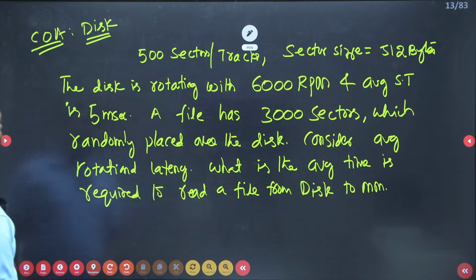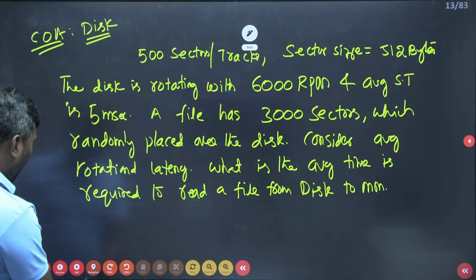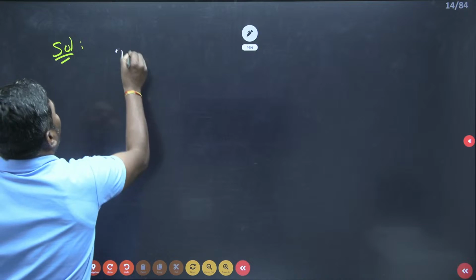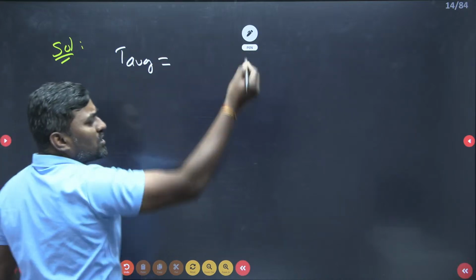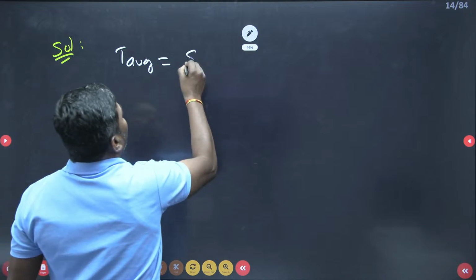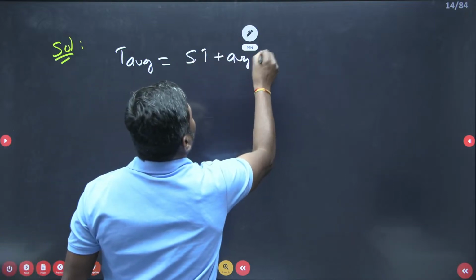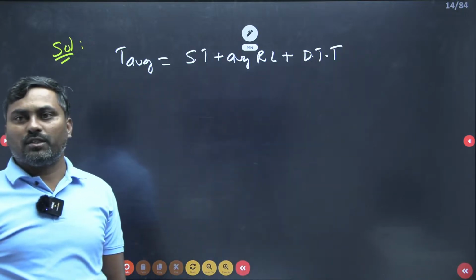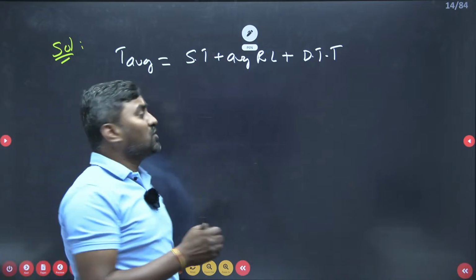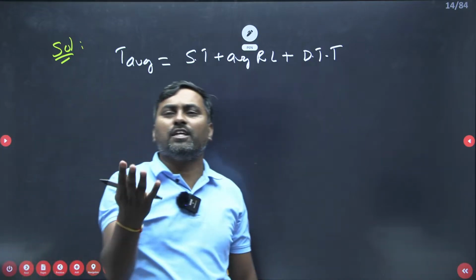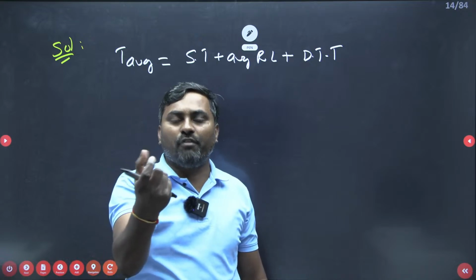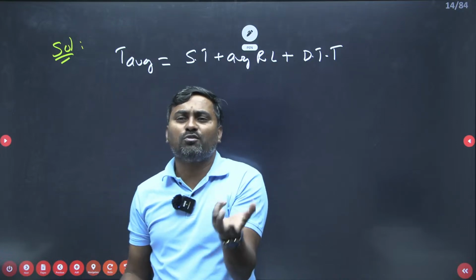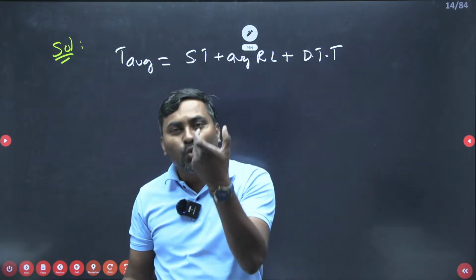Now, how to solve this question? Which information do we know? We know that the average time to read a sector from the disk will be seek time plus average rotational latency plus data transfer time. Is this the expression, correct or not? Generally this expression is given to read a unit of disk. What is the basic unit of transfer from the disk?